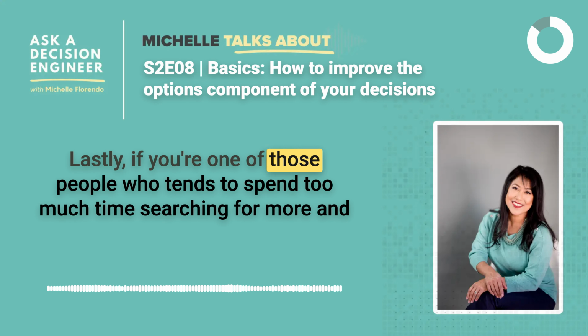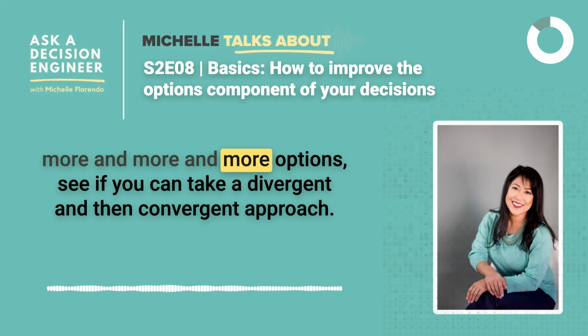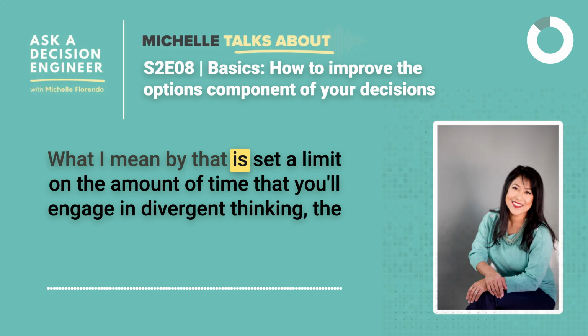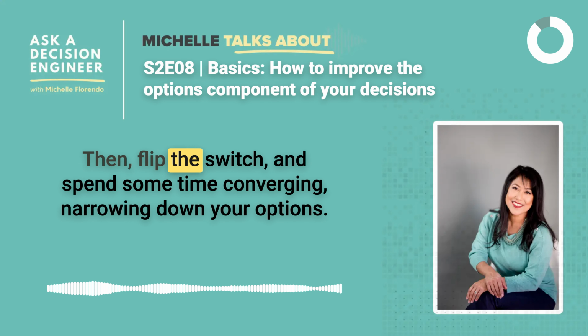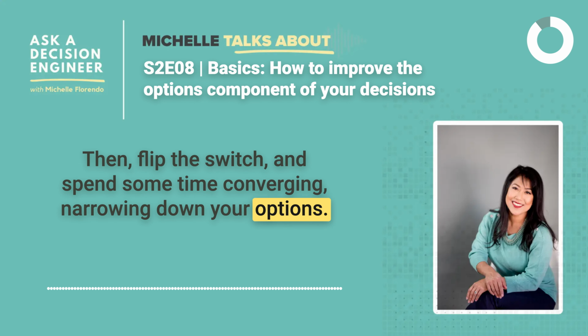Lastly, if you're one of those people who tends to spend too much time searching for more and more and more and more options, see if you can take a divergent and then convergent approach. What I mean by that is set a limit on the amount of time that you'll engage in divergent thinking, the brainstorming phase of seeking out a number of different options. Then flip the switch and spend some time converging, narrowing down your options.